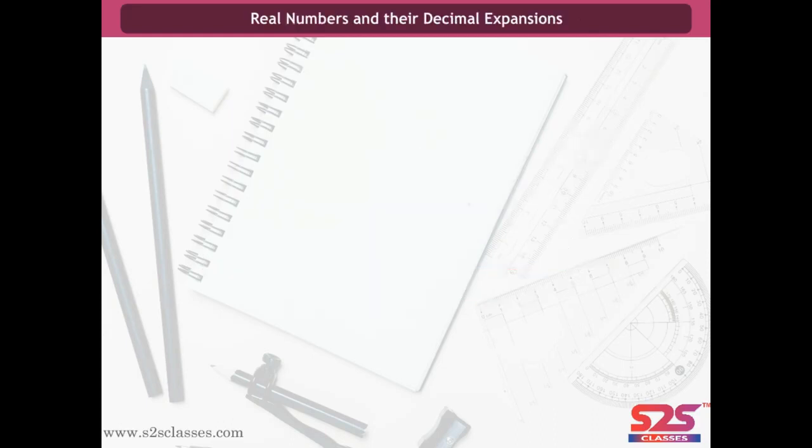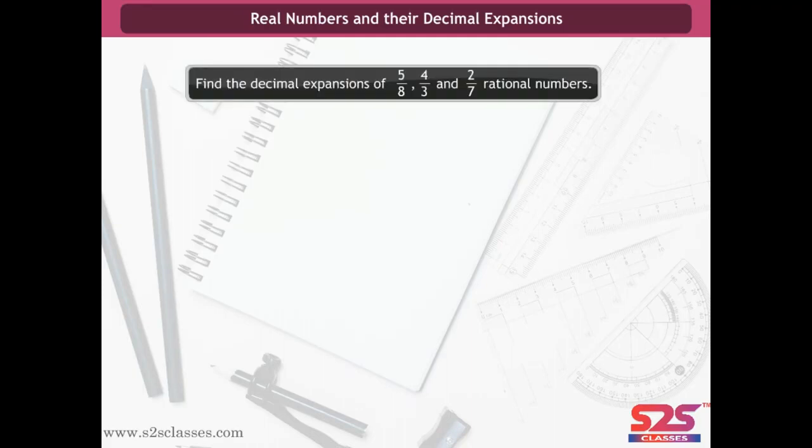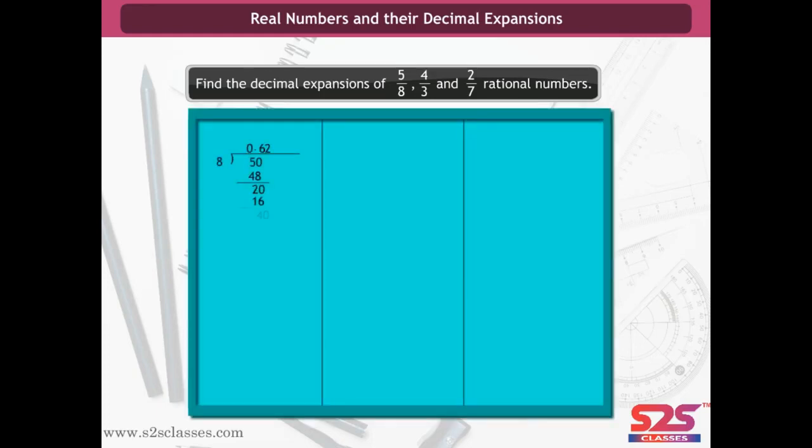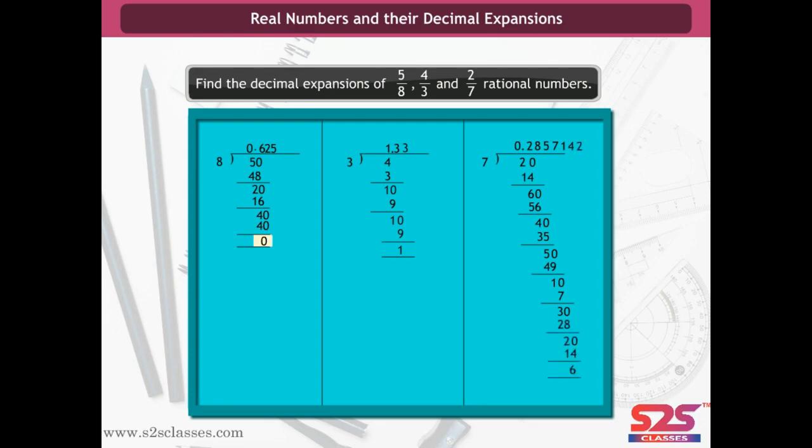Real numbers and their decimal expansions. Let us start with a few examples of rational numbers. Find the decimal expansions of 5 by 8, 4 by 3 and 2 by 7, rational numbers. We use the long division method here, as we can see that in one case the remainder is 0 and in the other two cases it is not. Therefore, we can now have two separate cases.